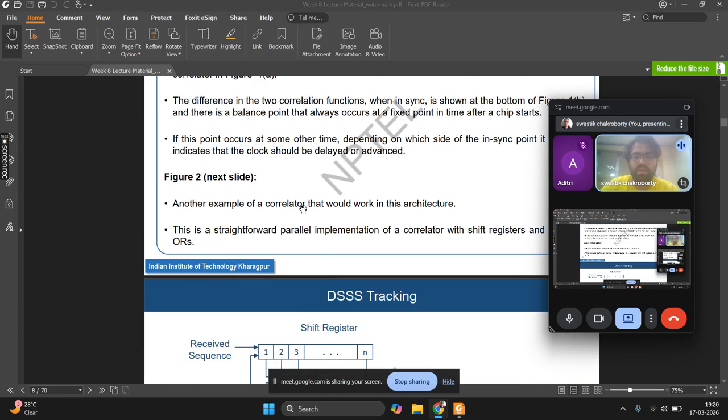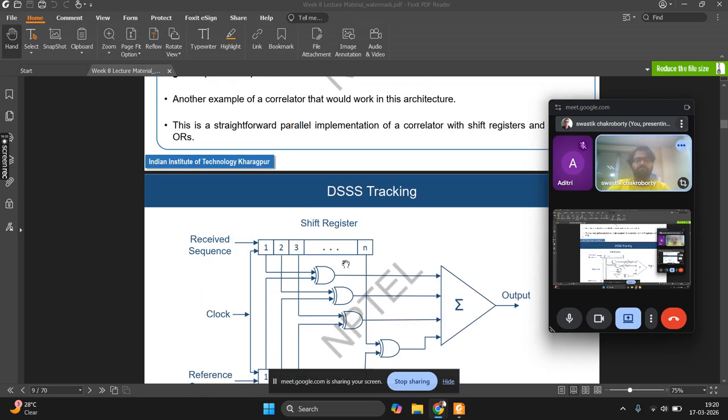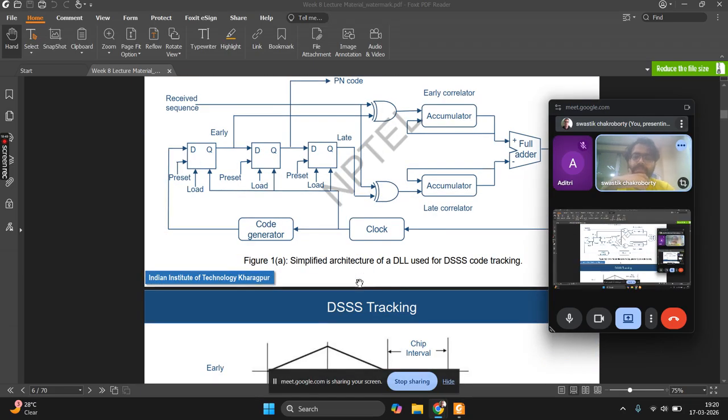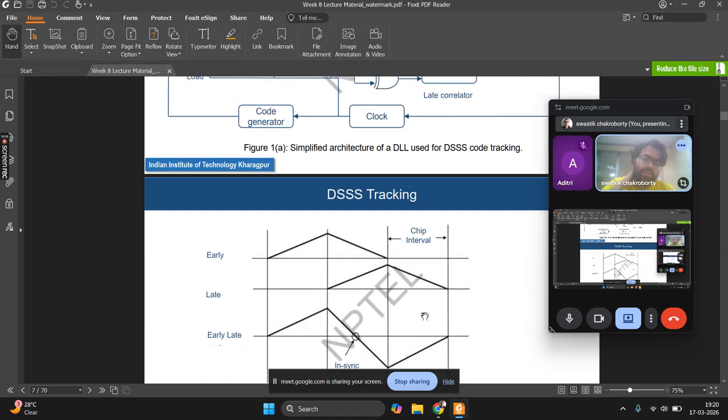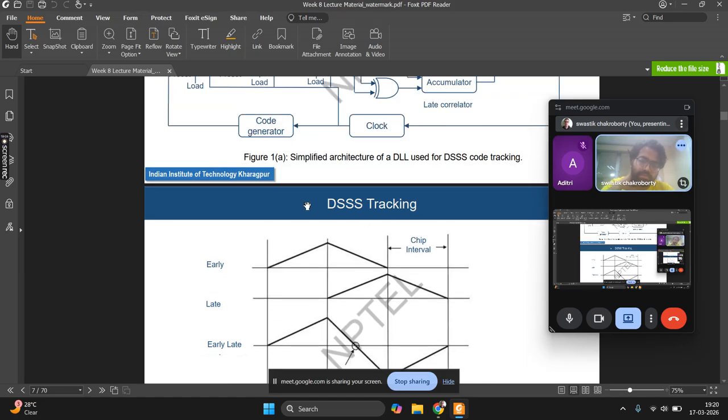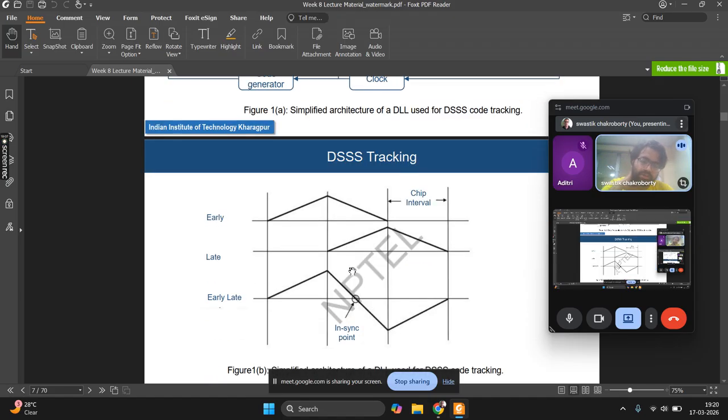So that is a simple parallel correlator, but this does not give you a diagnostic. It only tells you that something is wrong, but it does not tell you where it is going wrong, whether it should be advanced or delayed, nothing like that. Whereas this is a much more sophisticated DLL for DSSS code tracking, as this will give you whether the clock should be advanced or delayed based on the in sync point. So whether the code generator should be advanced or delayed is based on the in sync point. If this in sync point is exactly in the middle, it means everything is perfectly in sync.